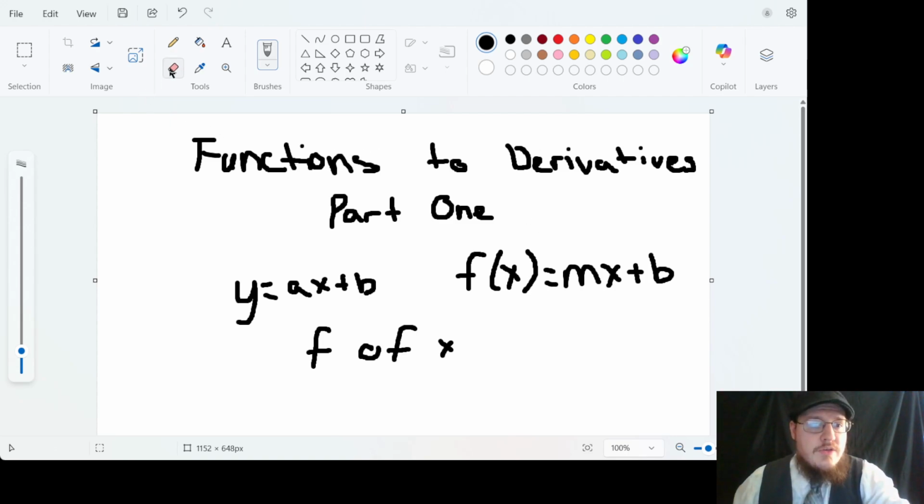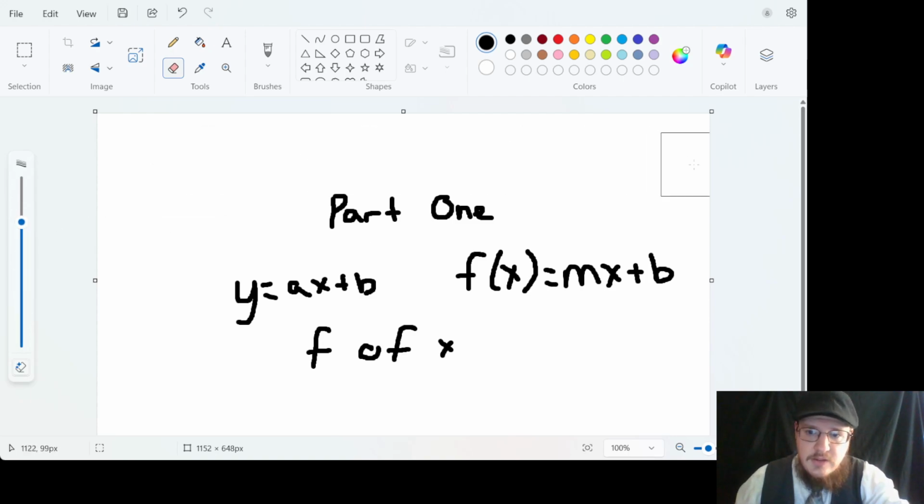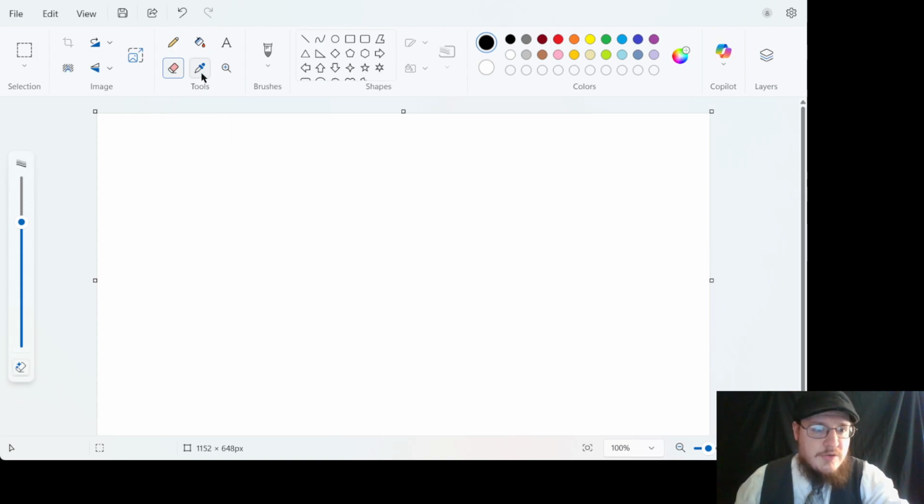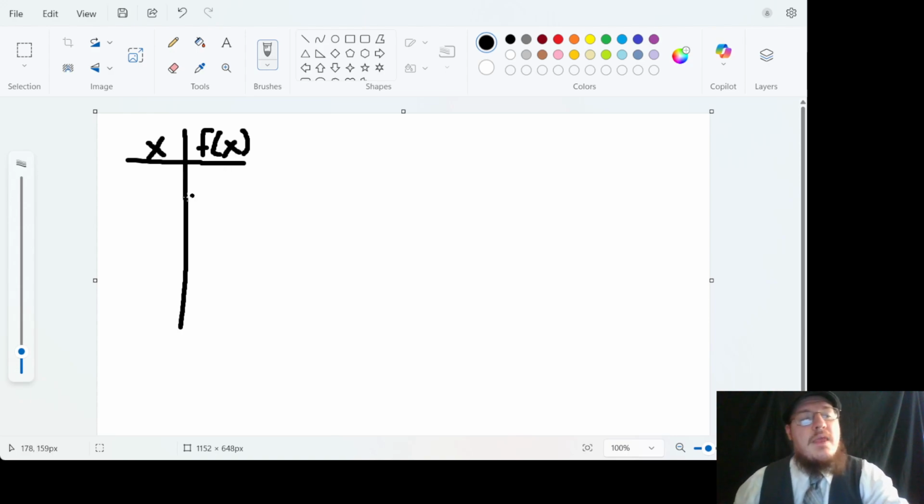Okay? So, I'm going to erase this real quick. Move on to getting some examples here for us. So, a typical table that you will see is x at the top, and then f of x, okay? Function of x, all right?